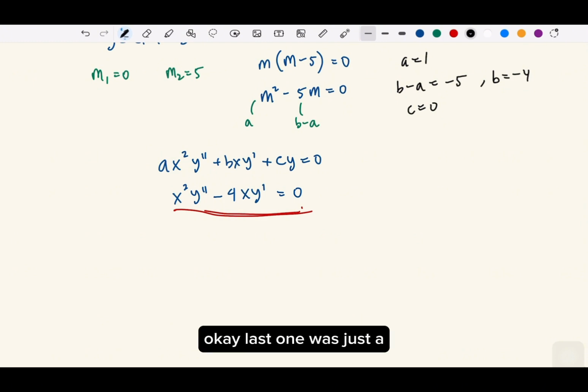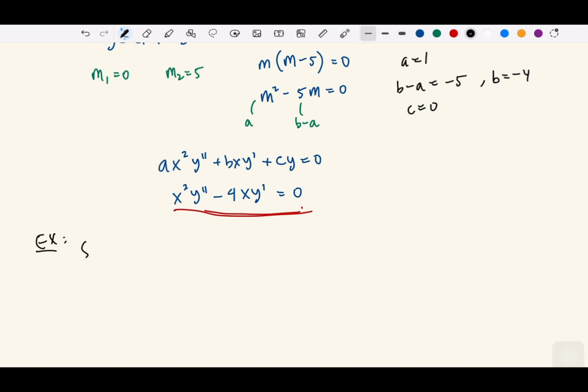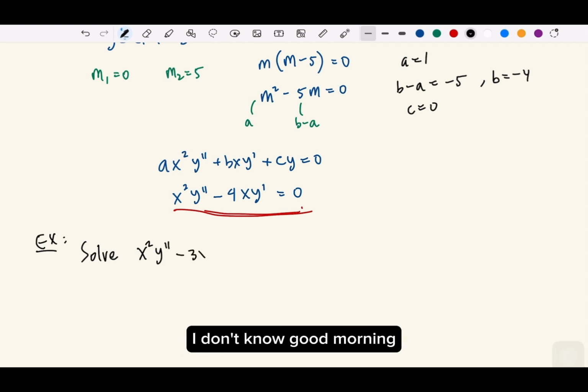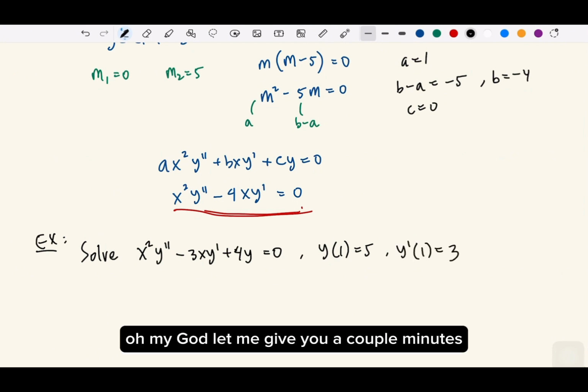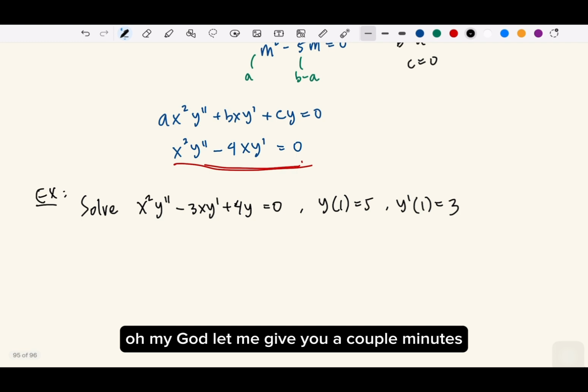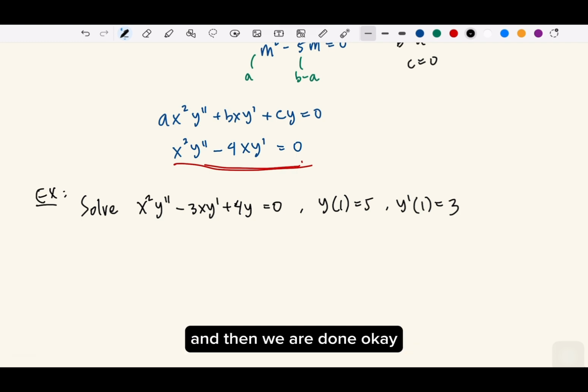Okay, last one, just an example to see how you can solve. Solve this. Let me give you a couple of minutes and then we are done.